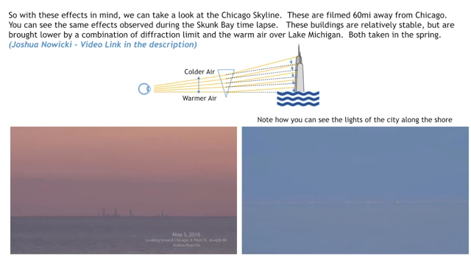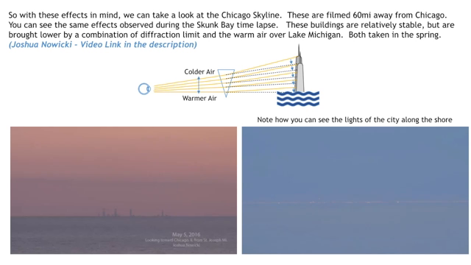So again, with these effects in mind, we can take a look at the Chicago skyline. These are filmed 60 miles away from Chicago. In other words, they're filmed across Lake Michigan from a place called St. Joseph's, on the other side, 60 miles away. And you can see the same effects observed during the Skunk Bay time-lapse footage. So these buildings are relatively stable somewhat, but they are brought lower by a combination of the diffraction limit and the warm air over Lake Michigan.